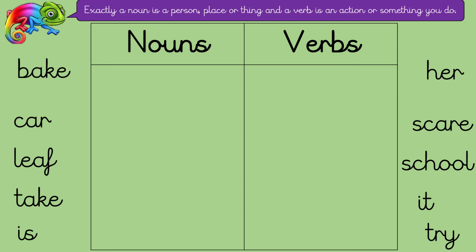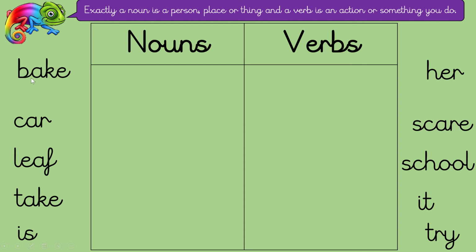A verb is different. A verb is something you do. So a verb is like walking. That's not a person, place or thing. That's something that you do. So walking, talking, sitting, those are all things you do. So they're different. So let's have a look at these words around the edge and see if we can decide if it's a noun, a person, place or thing, or a verb.